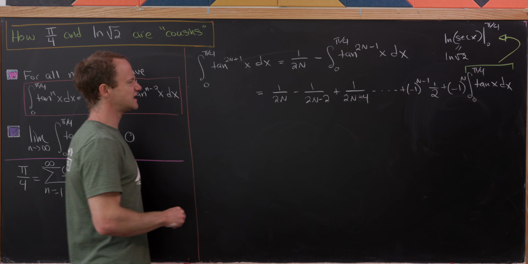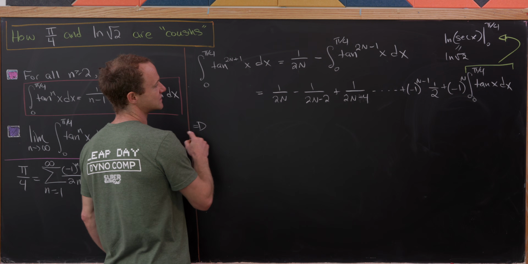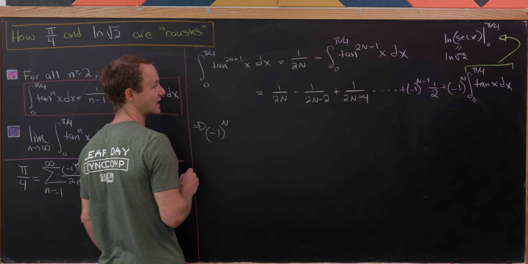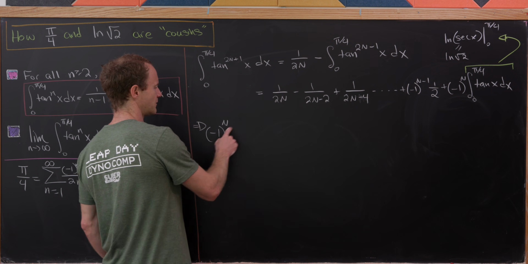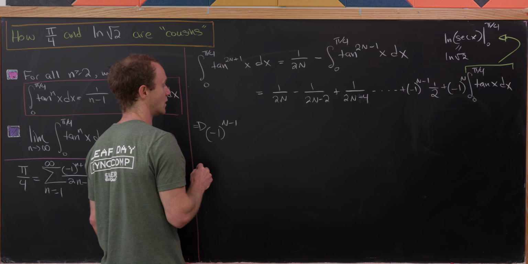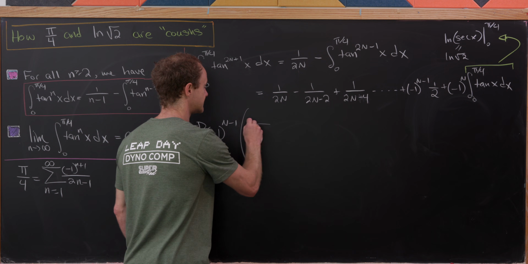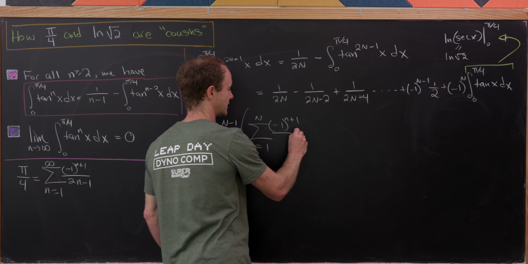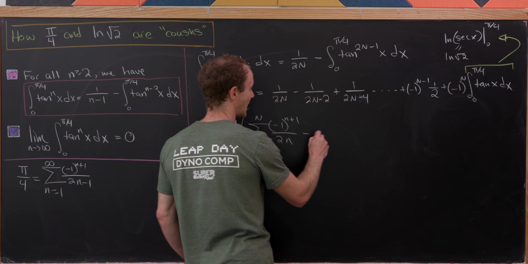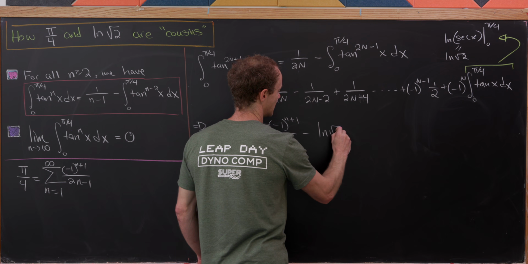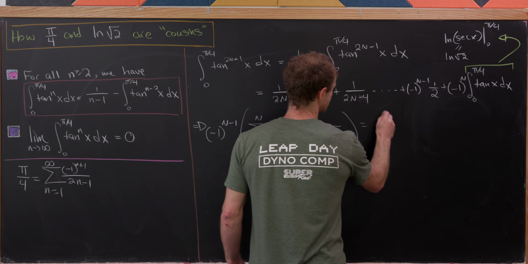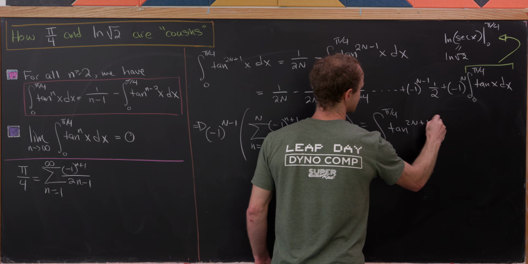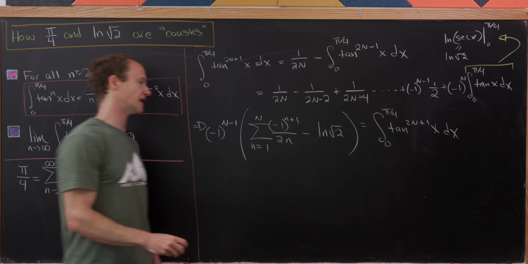Okay, well, let's see what that ends up giving us. So bringing everything down like we did before and factoring out a minus 1 to the capital N, or maybe a minus 1 to the capital N minus 1, we'll have the following. So we'll have the sum as little n goes from 1 to capital N of minus 1 to the little n plus 1 over 2 times n minus the natural log of the square root of 2 is equal to our integral from 0 to pi over 4 of the tangent 2 times n plus 1 of x dx.